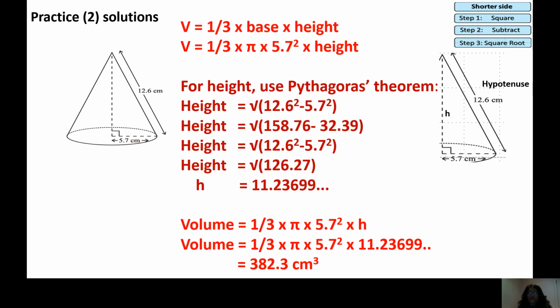So now we can use it to find the volume. The volume is 1/3 by 5.7 squared times h. And the h we've already found, so we substitute and get our final answer. Remember to add the unit, centimeter cube. So we have 382.3 centimeter cube.